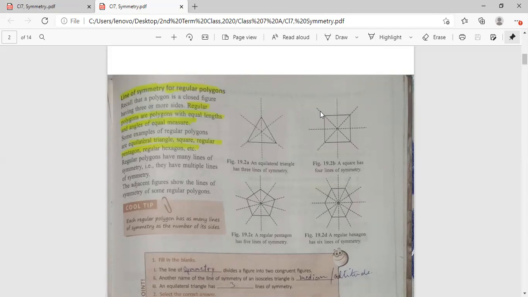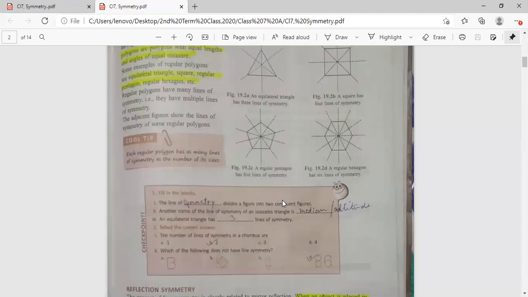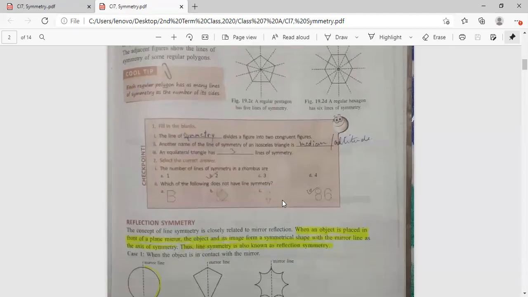So if it's better, you can cut out a square out of a newspaper, and you fold it along the dotted lines. First you fold it along this line, you'll find both sides coincide. Then you fold it along this line, you'll find both sides coincide. Similarly with all this, you can try it out. You can cut out a chart paper, or any other paper, and you can fold and find out the lines of symmetry. The line of symmetry divides a figure into two congruent figures.